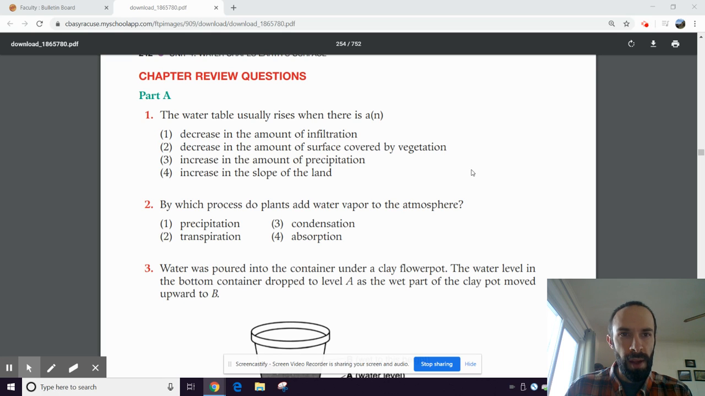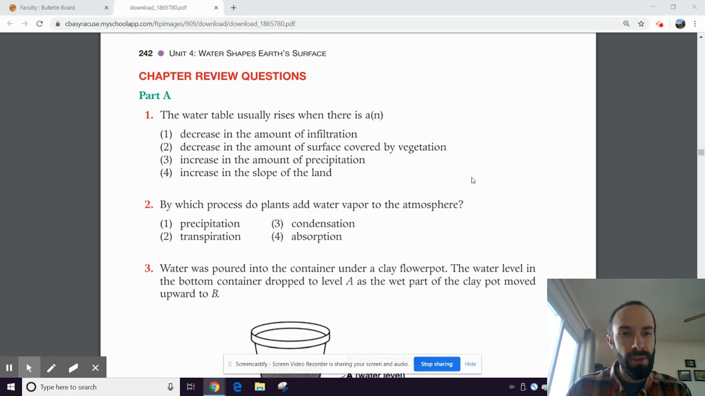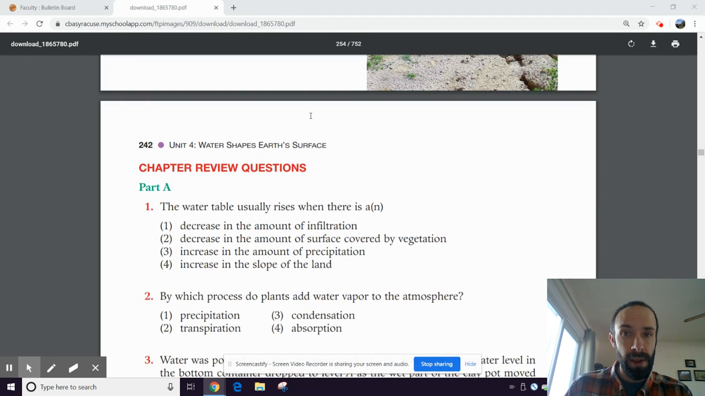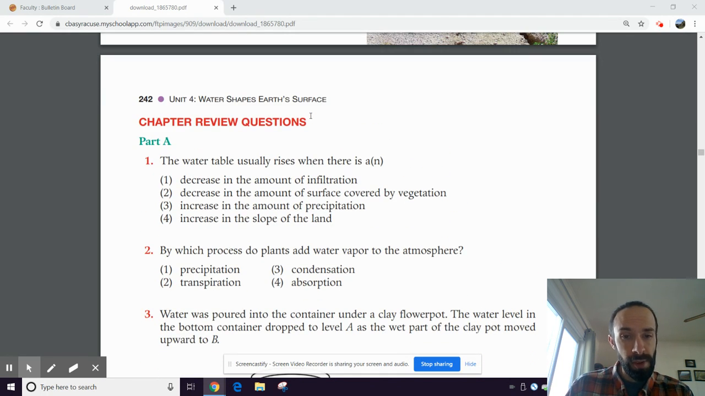All right, hi guys. This is another review for you. If you want to try this, I'm going to go through all the answers right here. This is chapter 10 of your textbook. I never had you do these questions, but they're worthwhile. If you want to practice for tomorrow, this would be something to do. Chapter 10 in your textbook, do all the questions in this chapter.